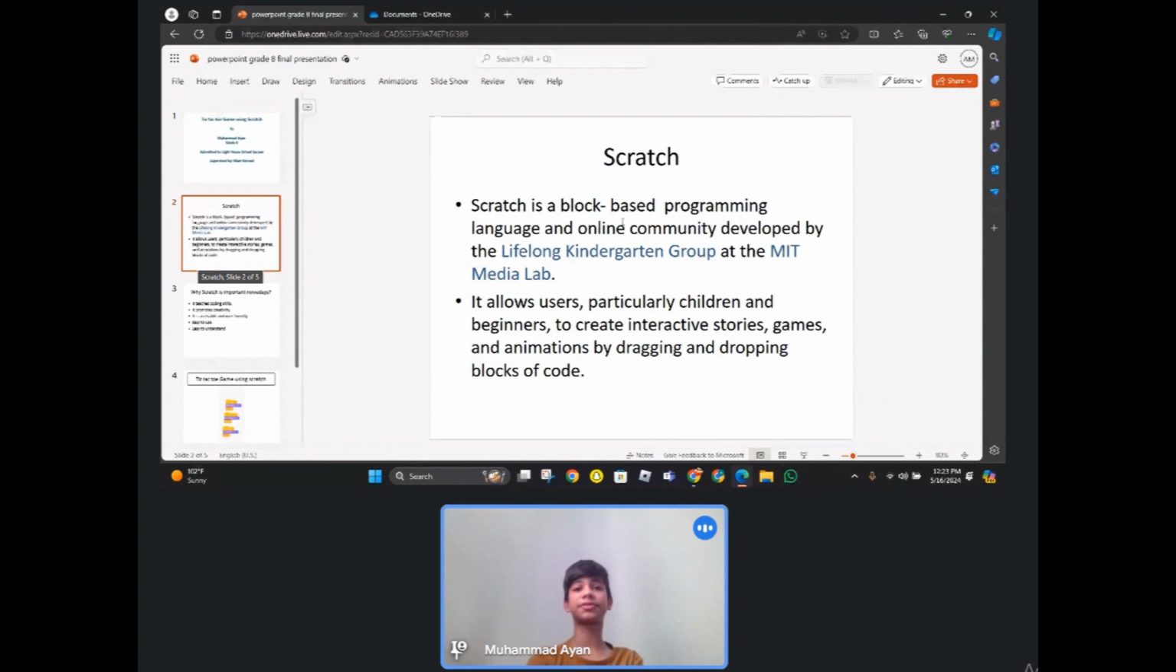Scratch is a block-based programming language and online community developed by the Lifelong Kindergarten group at the MIT Media Lab. It allows children and beginners to create interactive stories, games, and animations by dragging and dropping blocks of code.